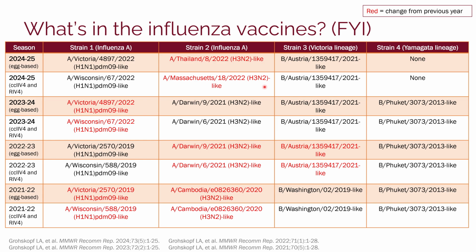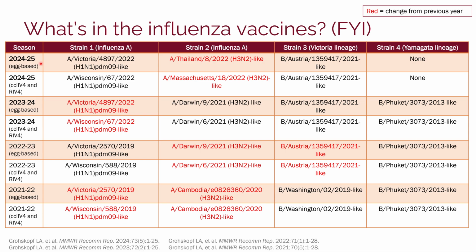And that's essentially because since COVID started in 2020, we have not observed a Yamagata lineage of influenza B. So essentially it has been eradicated. So there's really no need for that to be included in the flu vaccine. So Yamagata has been removed from all formulations starting 2024-2025 season. Now, all trivalent vaccines essentially have H1N1 and H3N2.